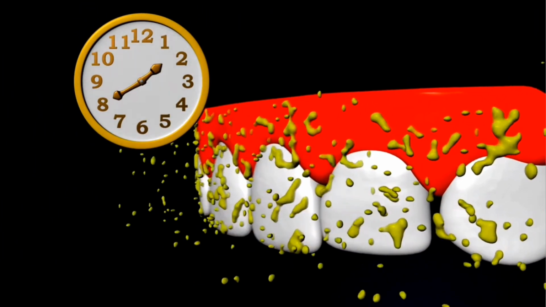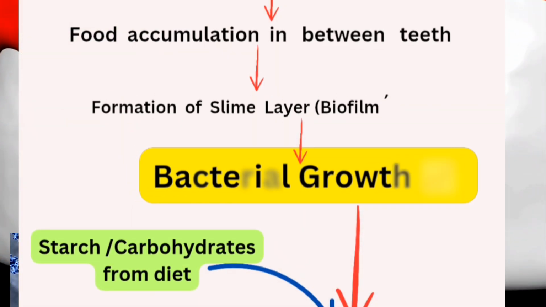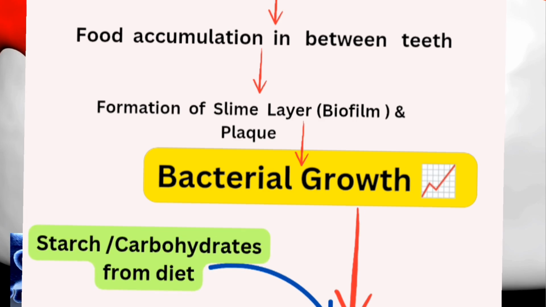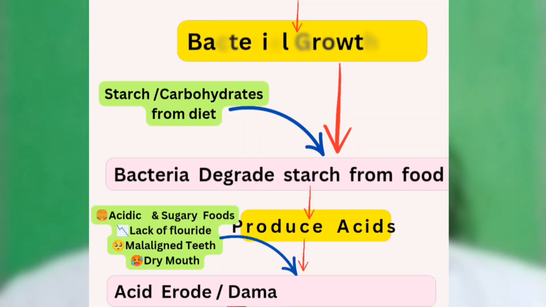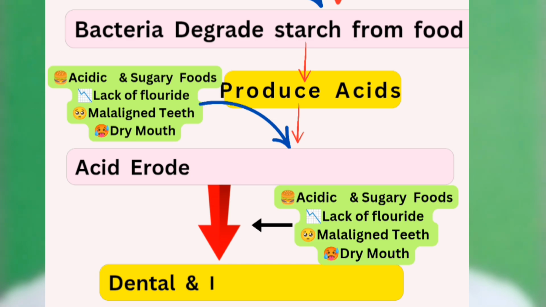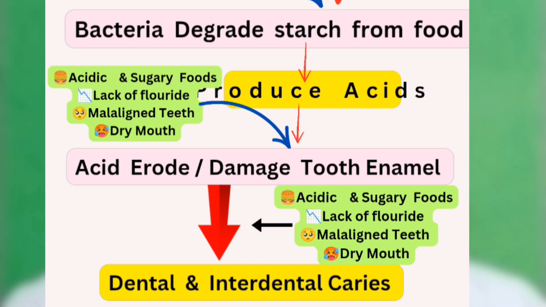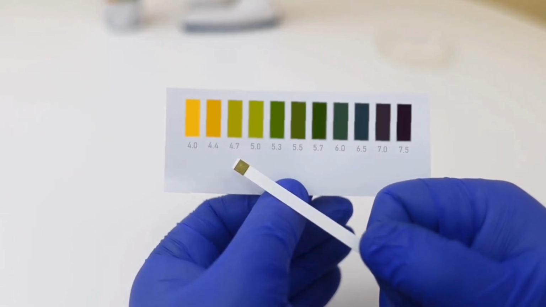This food lodgement will form a slime layer on the tooth surface and this slime layer will harbor bacteria. Once we eat sugary food, what will this bacteria do? Bacteria will digest sugary food and will release acids continuously. If there is again a release of acids and we are eating acidic food also, then it will decrease the pH of our saliva, and if there is decreased pH of the saliva, then it will start eroding the enamel layer of the tooth and then dental caries.